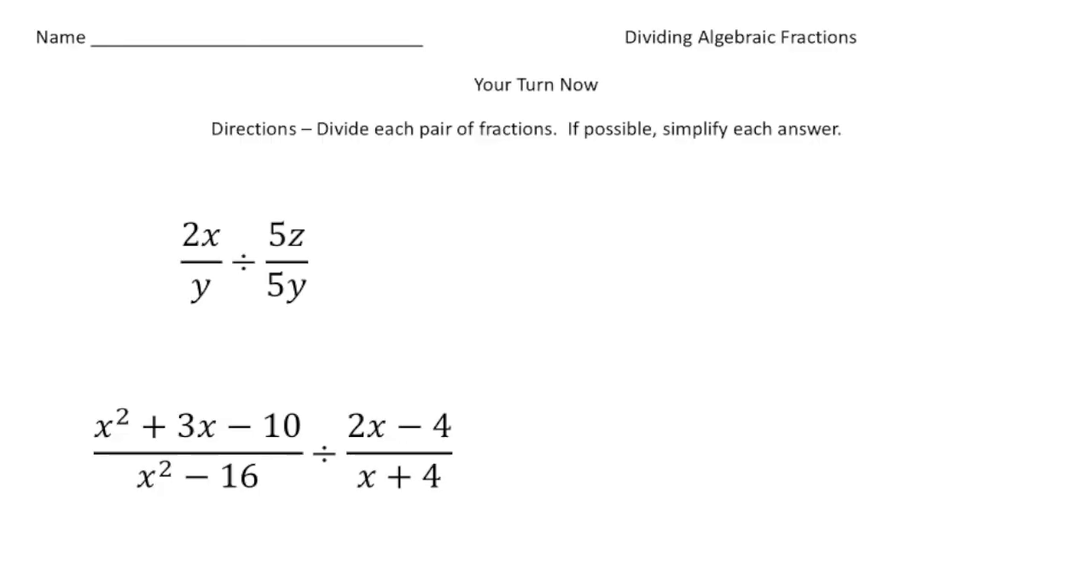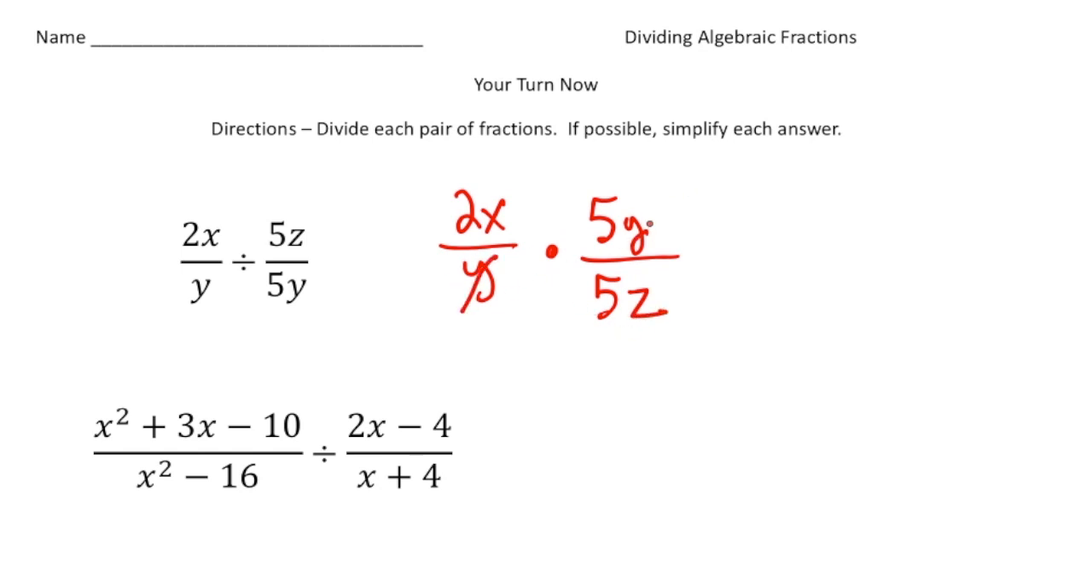Alright, welcome back. Let's go over these practice problems. So here we have 2x over y divided by 5z over 5y. So I'm going to multiply by the reciprocal, right? So it's going to be 2x over y times 5y over 5z. Now I can cross reduce, right?